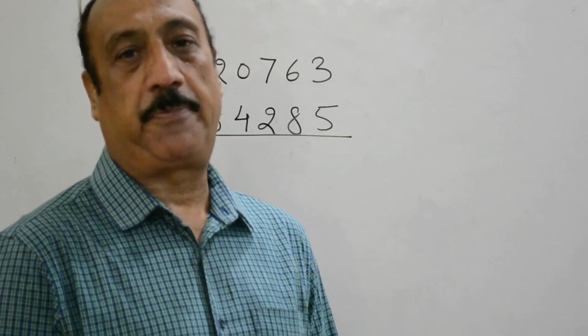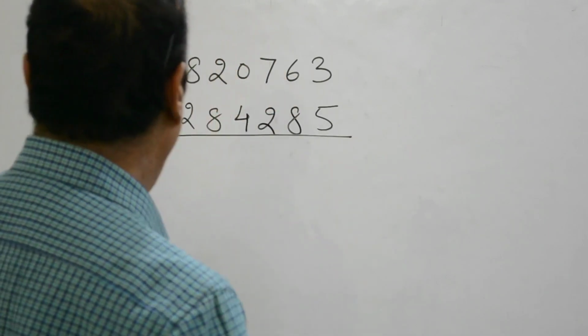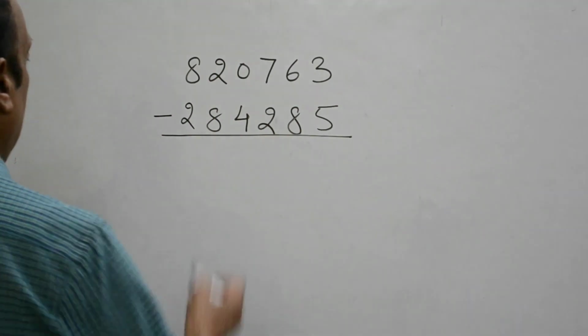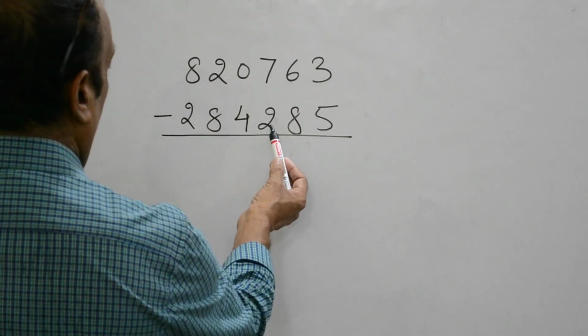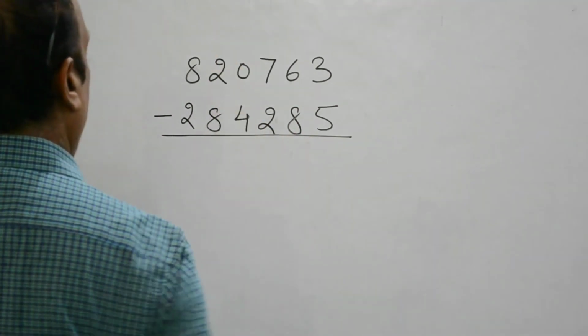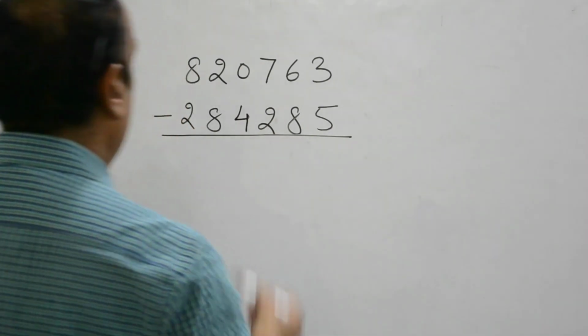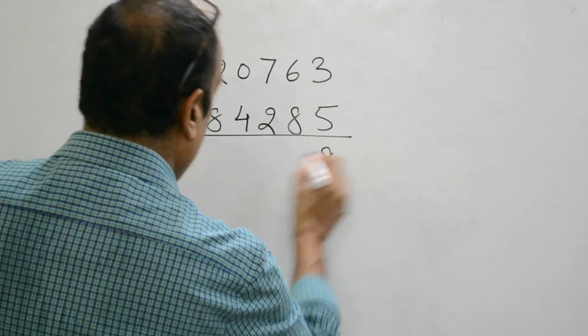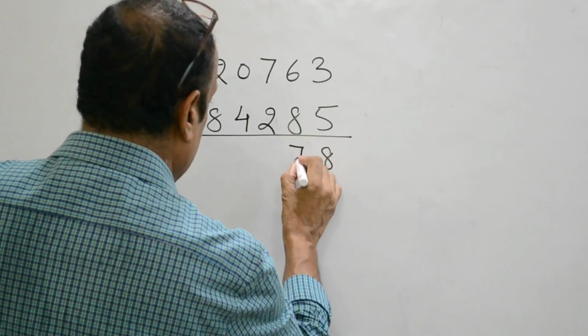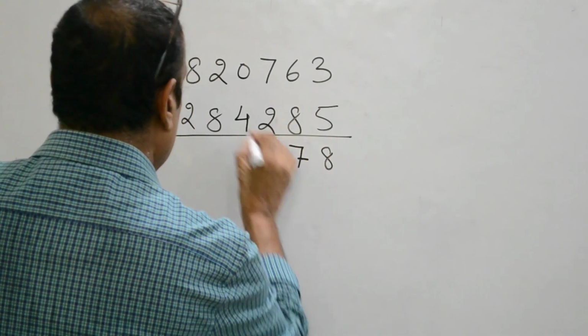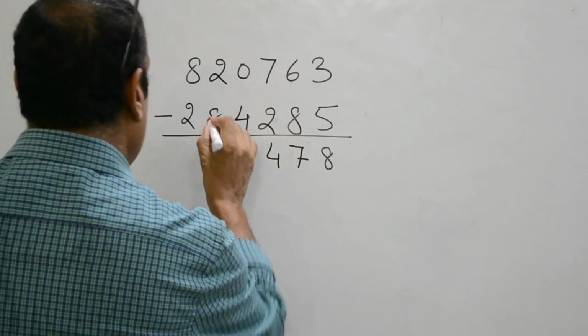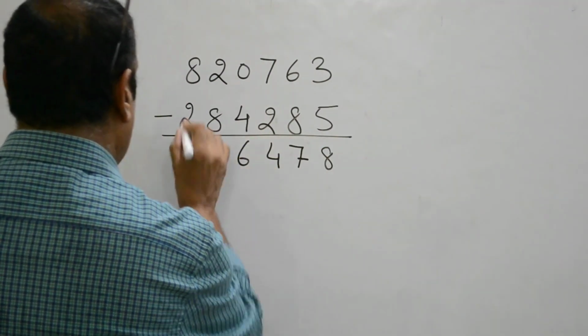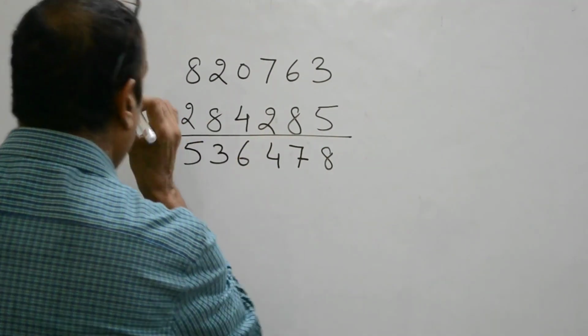I want to do subtraction. I want to subtract 284285 from this number, and the answer will be 5 and 8 13, 9 and 7 16, 3 and 4 7, 6 and 4 10, 9 and 3 12, and 3 and 5 8.